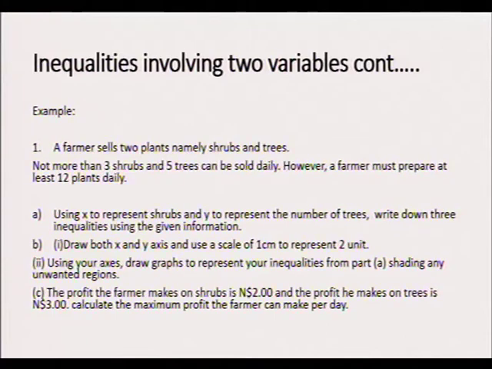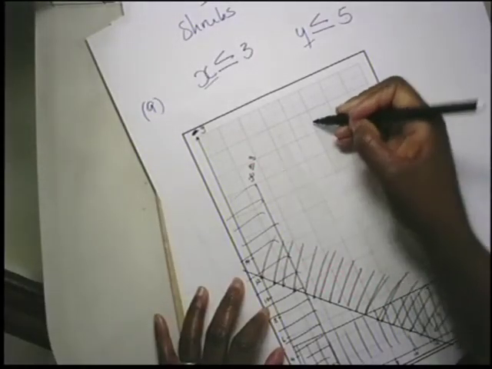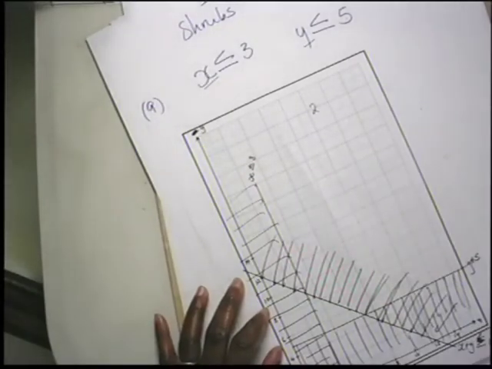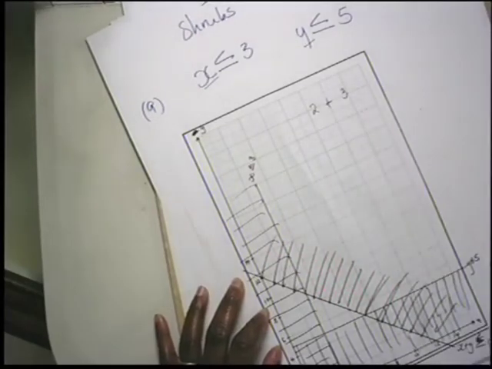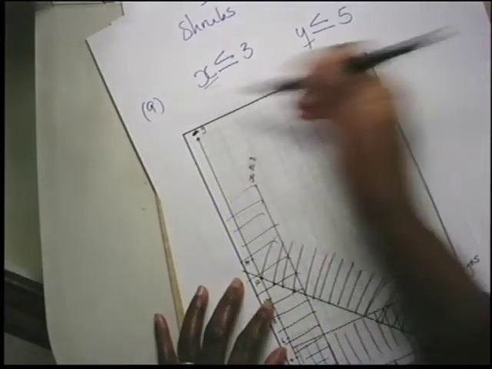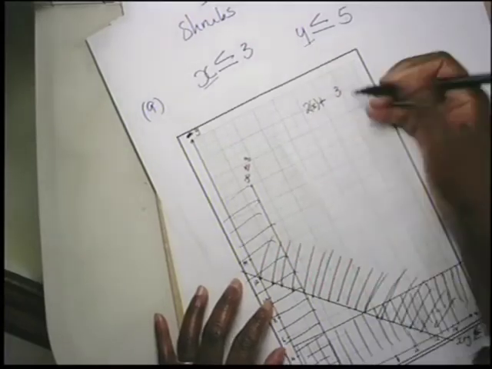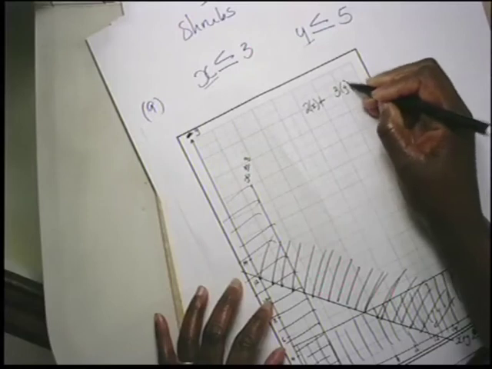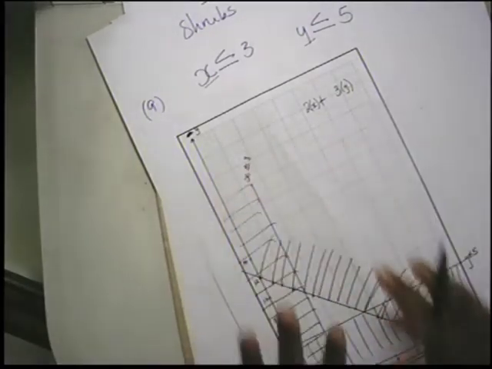Now we have a formula here. Remember, X represents the shrubs and Y represents the trees. Now it says that a farmer makes $2 for the shrubs and makes a profit of $3 on the trees. What is the maximum profit now? How can we get the maximum profit? So then here, you take 2 times X, the number of shrubs that will be sold, plus $3 times Y, the number of trees. What will be the maximum profit now? How can we get the maximum profit from our graph?